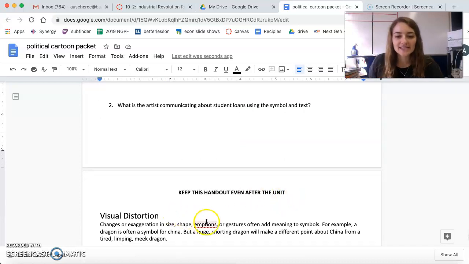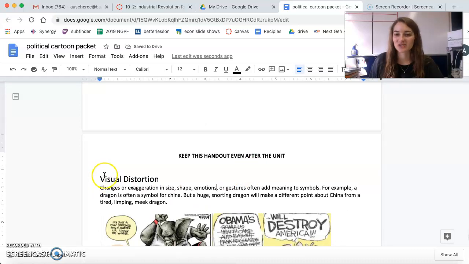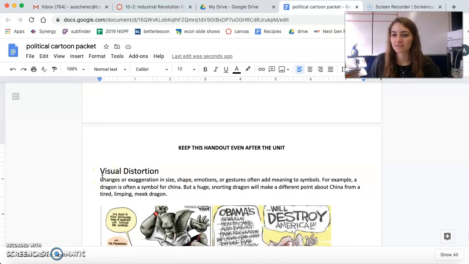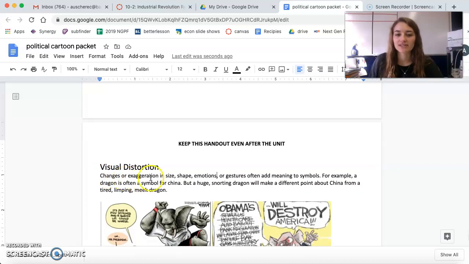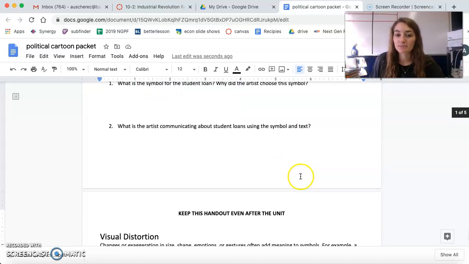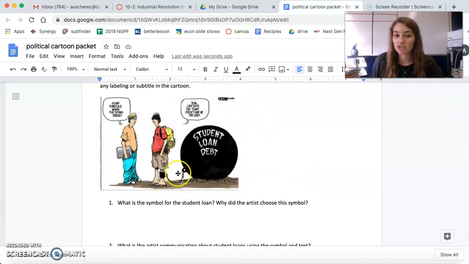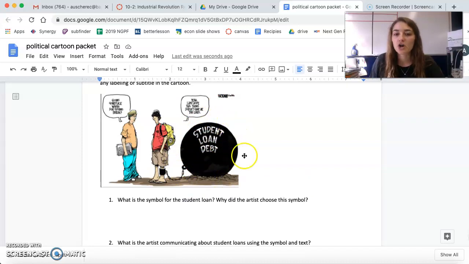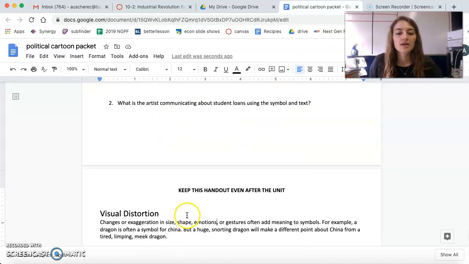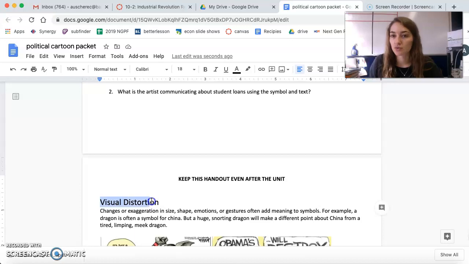Okay, the next technique, I'm just seeing all these typos. The next technique that cartoonists use is visual distortion. So this is a change or exaggeration in the size, shape, emotions, or gestures, which often adds meaning to symbols, okay? So something might be a symbol, like this ball and chain being a symbol for student loan debt, but it's also visually large, right? Meaning it's a big student loan debt. And so this right here, that's when they're using visual distortion.